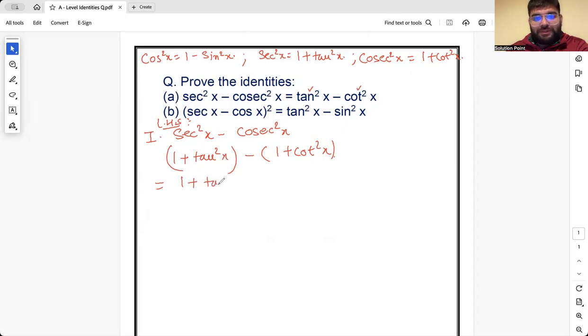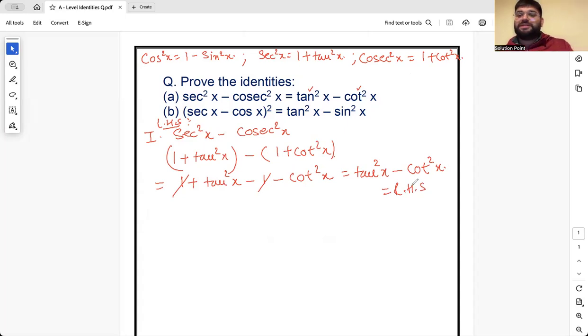So this will be 1 plus tan squared x, and when this minus goes inside the bracket, this will become minus 1 minus cotangent squared x. This plus 1 and minus 1 will get cancelled. So we are left with tan squared x minus cotangent squared x, and this is equal to the right hand side, or you can say this is what we need to prove in the first part of this question. Now let's do the second part.